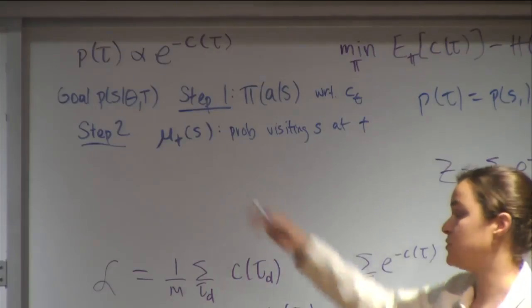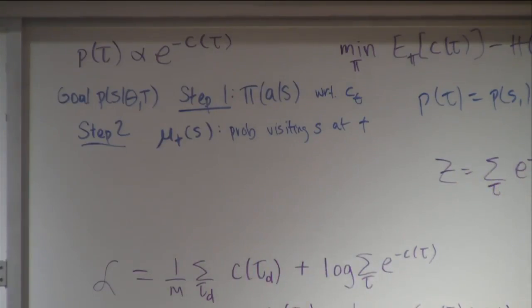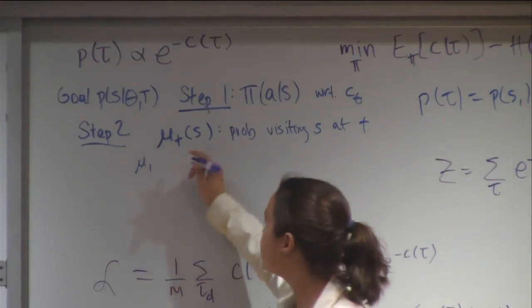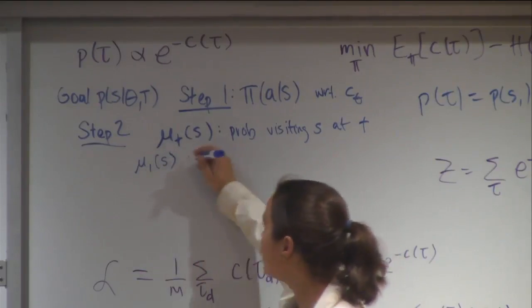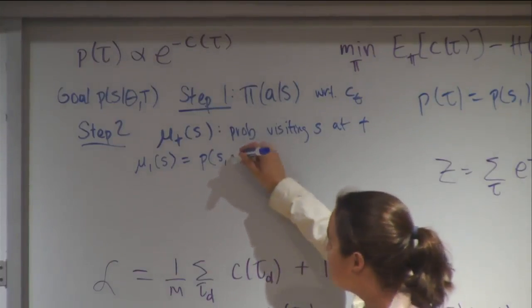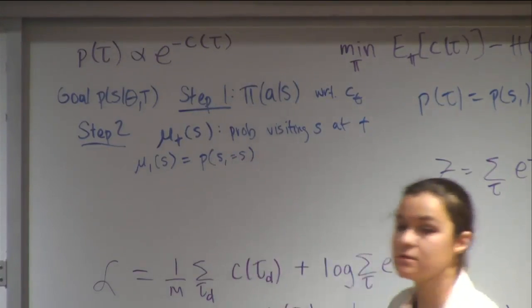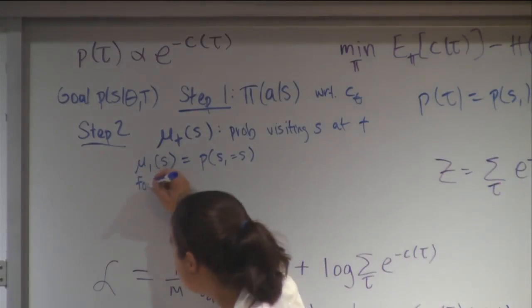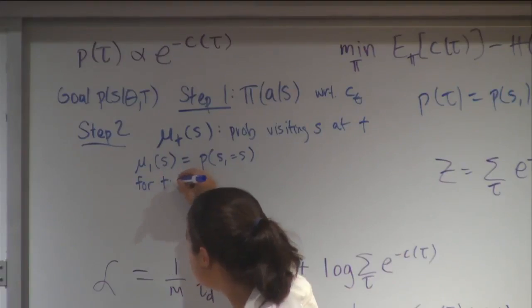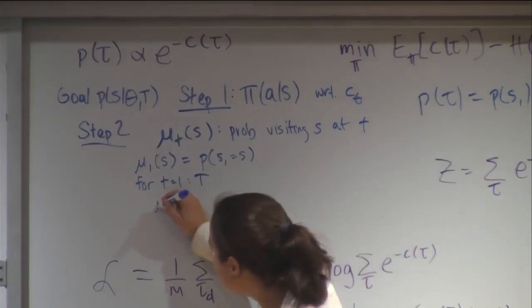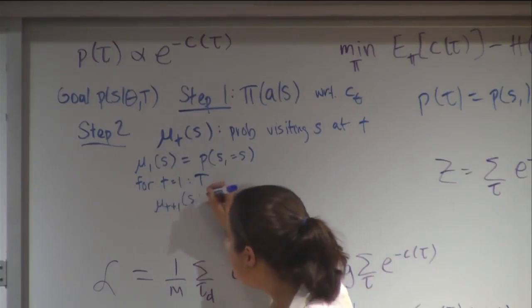And then once we compute all of these, we can sum over all t to get the visitation frequencies here. The way this dynamic programming algorithm looks is we start at our first state, mu1 of s, which is equal to the probability that s1, our initial state, is equal to s. Then we take a forward pass, iterating for t equals 1 to our horizon.